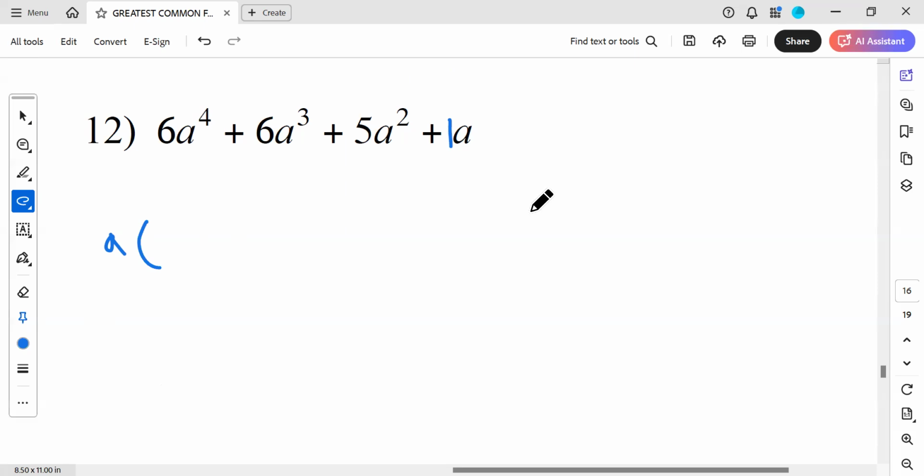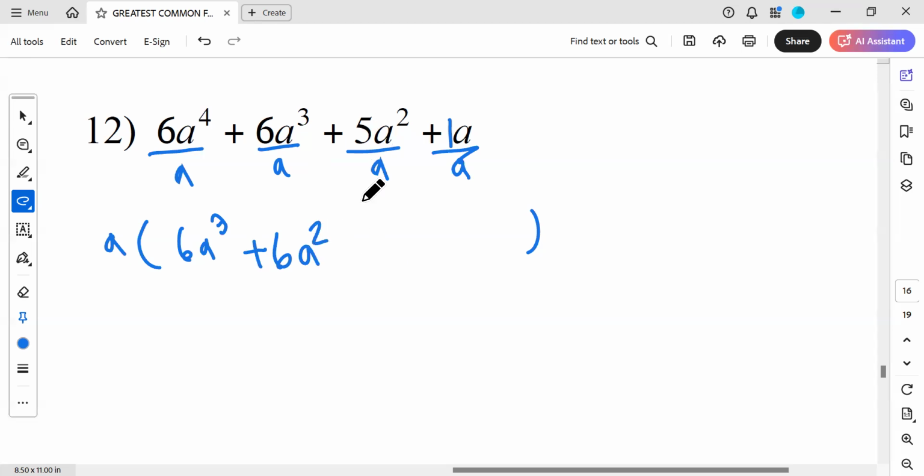So now, I'm going to open my parentheses and I divide by a. I'm going to get 6a to the 4 minus 1 gives me third. Then I'm going to get another 6, and then again, 3 minus 1 is going to give me a squared, plus 5, and then 2 minus 1 is going to give me a. And last but not least, a over a cancels to become a what? 1. Is there anything else down here? So I must put the plus 1.